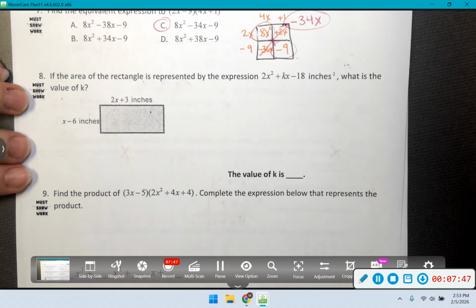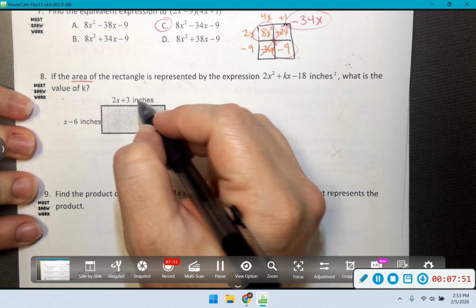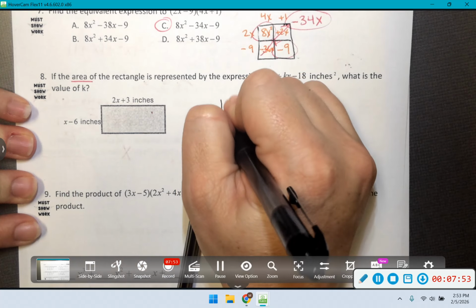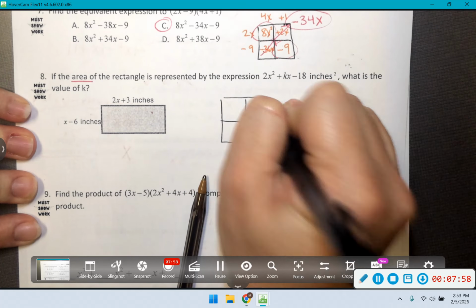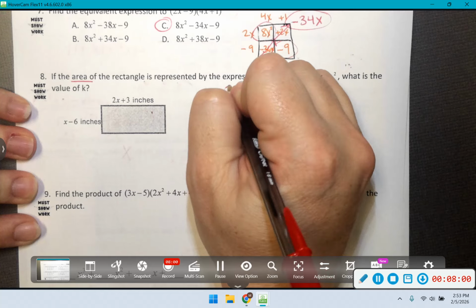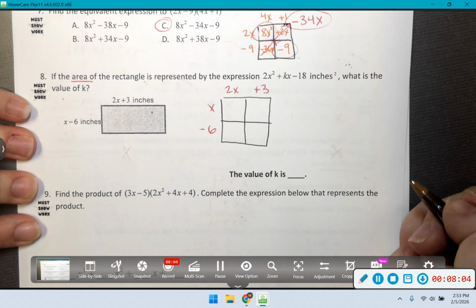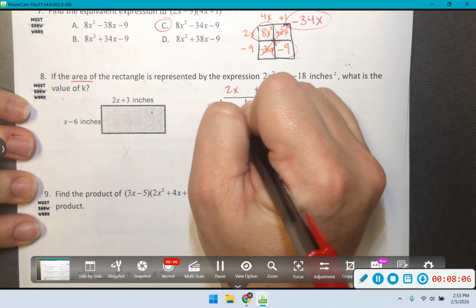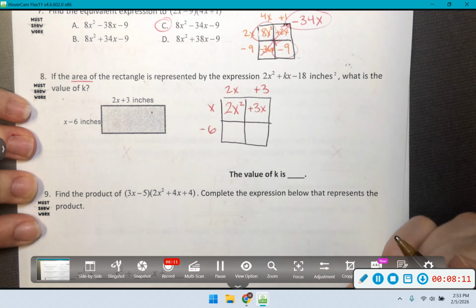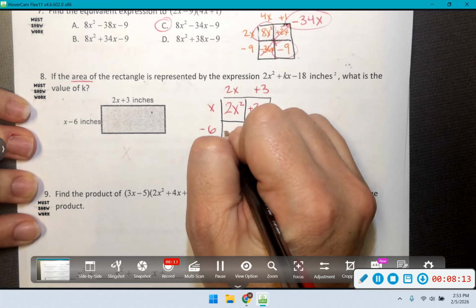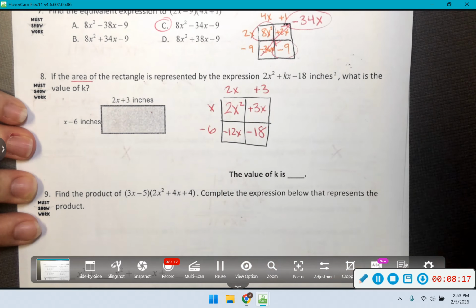Okay, number 8 is going to be very similar. It tells me to find the area. So I know I'm multiplying length times width, so we have to do the box when we're multiplying. So I have 2x plus 3 and x minus 6, and I'm going to multiply. 2x times x is 2x squared. 3 times 2x is positive 6x. 2x times negative 6 is negative 12x. And negative 6 times 3 is negative 18.